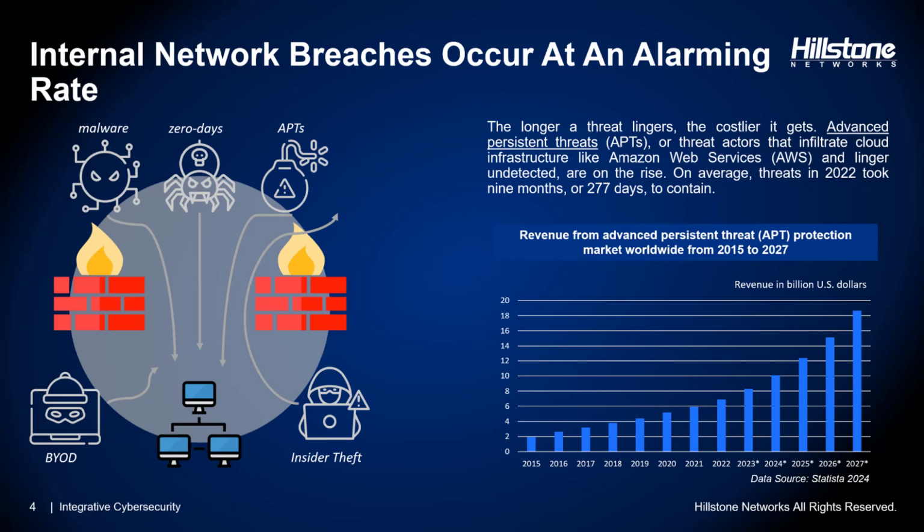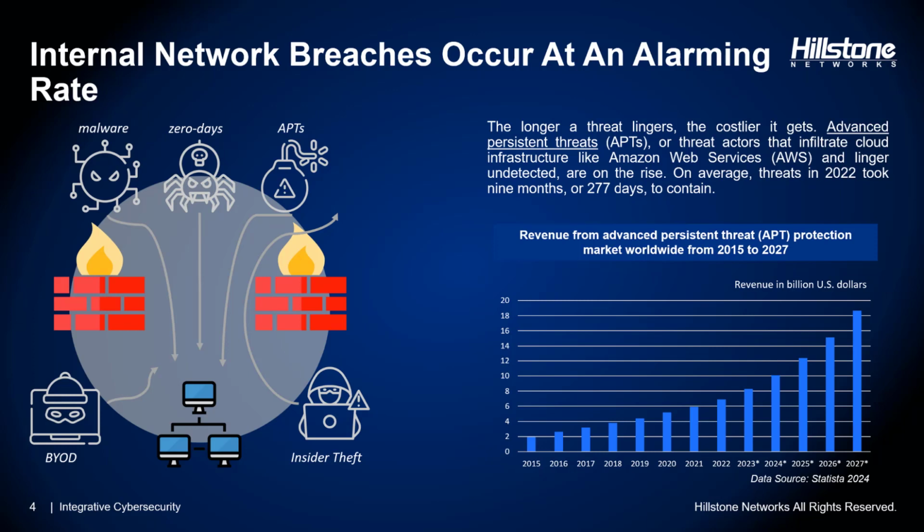Advanced Persistent Threats, APTs, are causing significant internal breaches within organizations. APTs often operate stealthily within an organization's network for extended periods, sometimes months or even years, without being detected. During this time, they can quietly exfiltrate sensitive data, gather intelligence, or establish backdoors for future access.